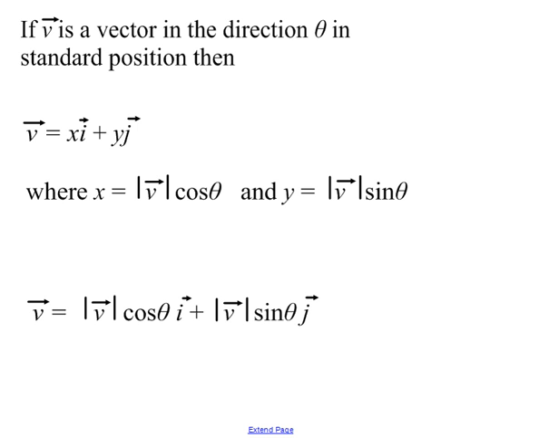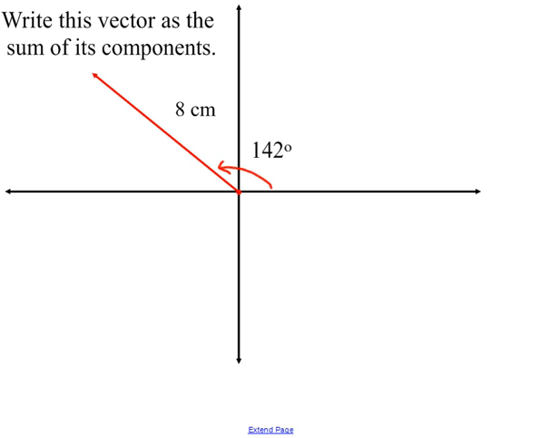All right, try this next one on your own if you can give it a shot. We got, again, an angle measurement and a magnitude, and we want to write it as the sum of the components. So stop it, give it a shot, see that you can do it, and then start it back up and see if you got the right answer.